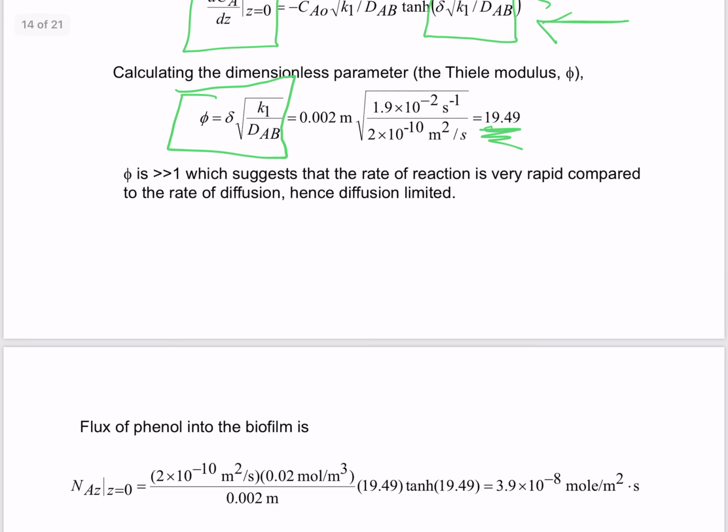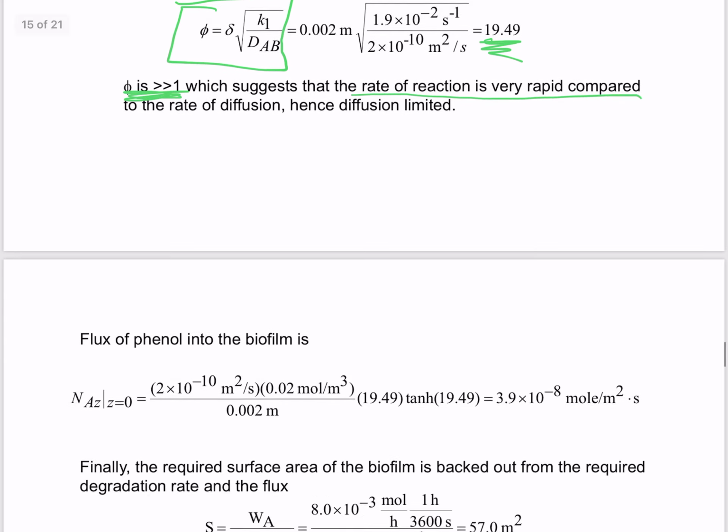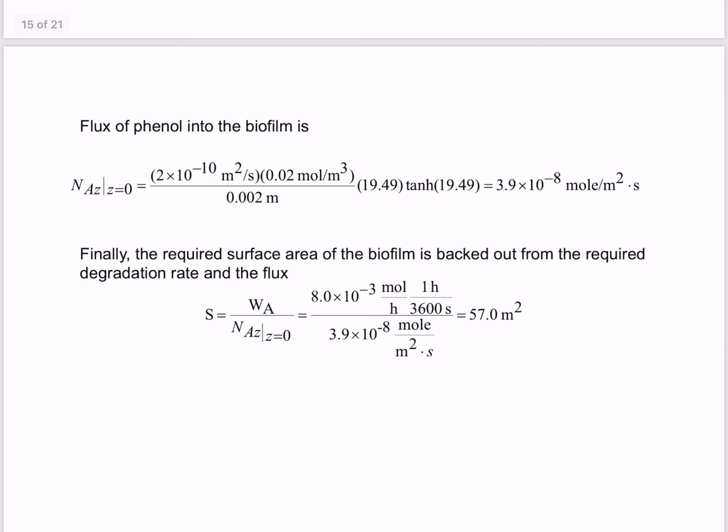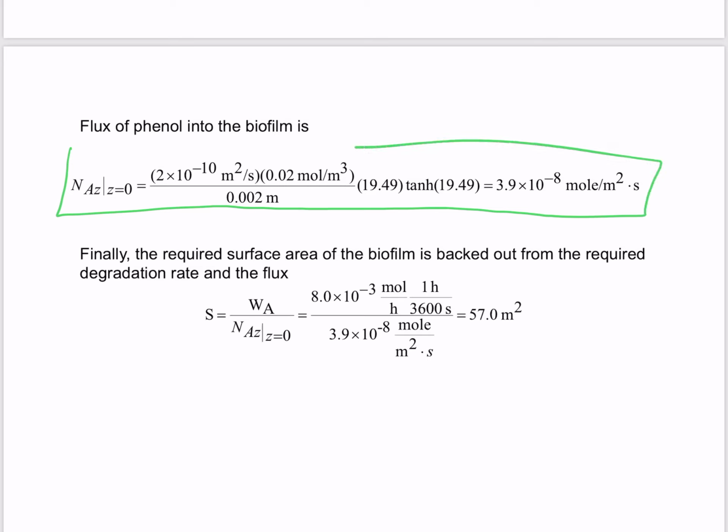And by the way, since it's much greater than 1, the rate of reaction is very rapid compared to diffusion. So you plug all of those numbers in, make sure all of your units work out. That is an important thing. If you are working through and you've got some strange units going on, you probably skipped a step.